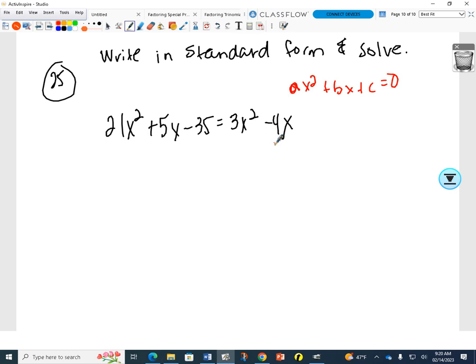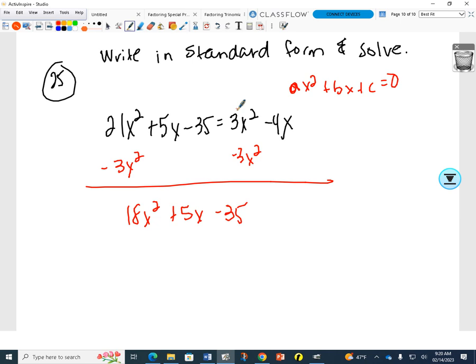So everything up here needs to be 0. So I'm going to subtract 3x squared, and I'm going to subtract it from its like term over here, the 21x squared. So that's 18x squared plus 5x minus 35. Remember that is 0. So what we have left is negative 4x. What do I do to get this equal to 0? Well, I need a sum of 0 here. So I'm going to add positive 4x to its like term on the left side. So now I have 18x squared plus 9x minus 35 equals 0.